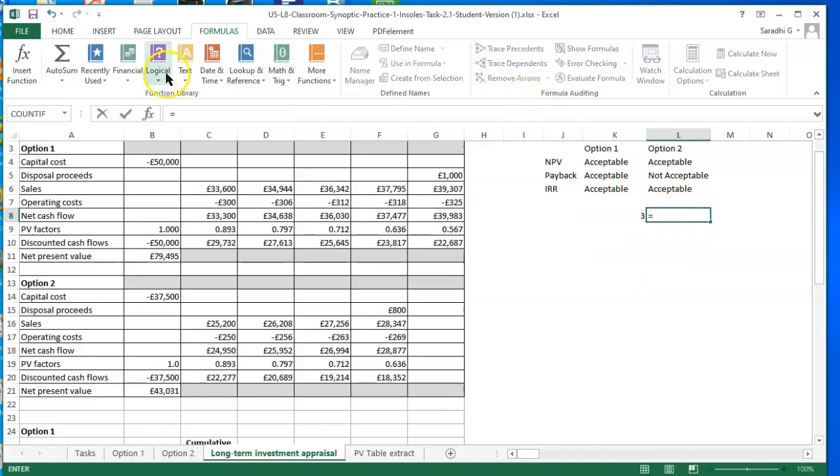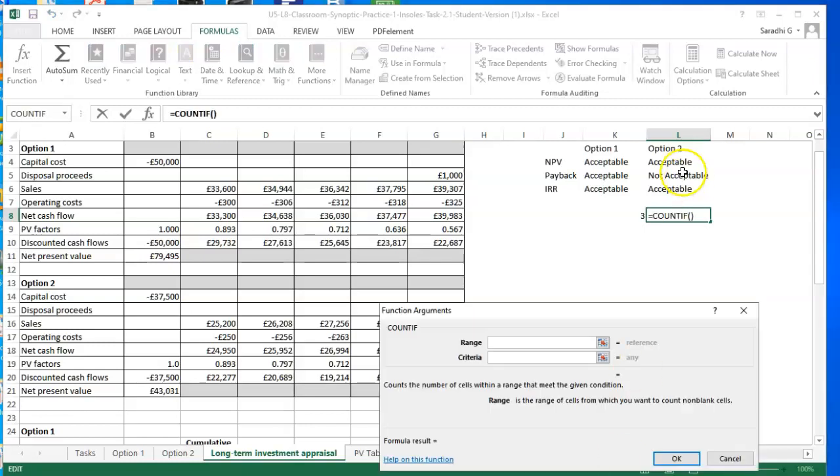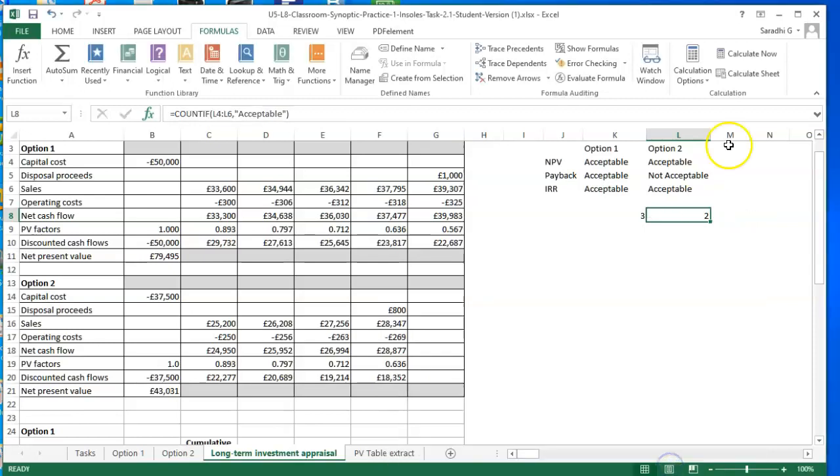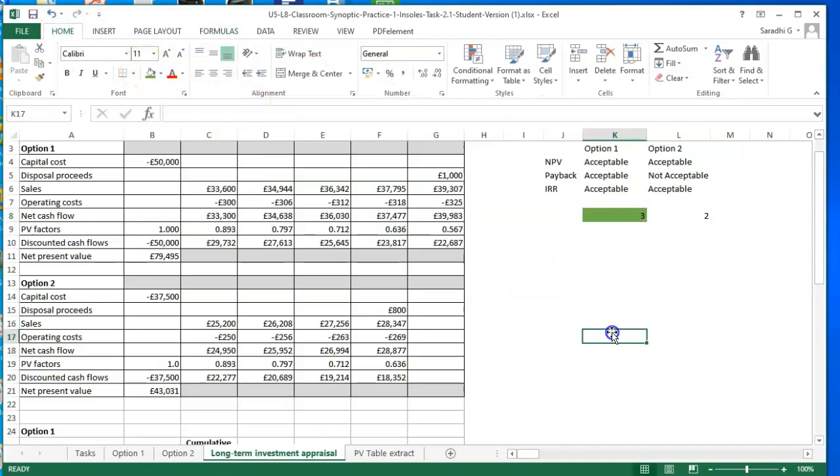Next one, do the same: insert function, COUNTIF, and the criteria is again acceptable. Make sure the spellings are right. And it says 2. Because 3 accept reasons are under option 1, the project which will be approved is this one. Just highlight that cell in green color. So that is your classroom synoptic practice 1.